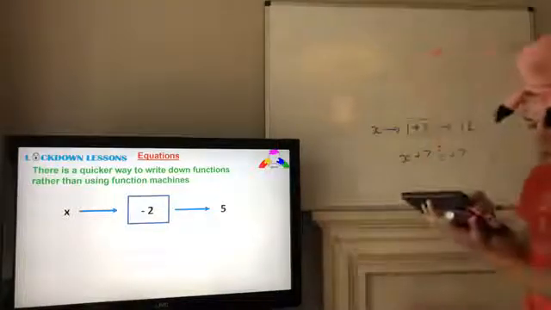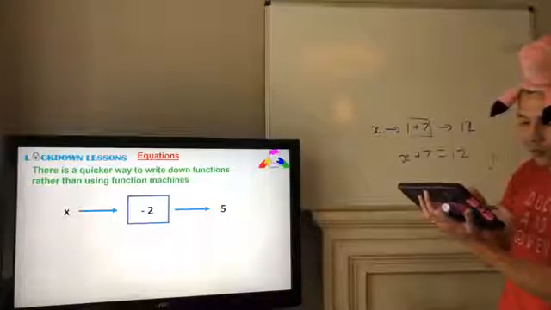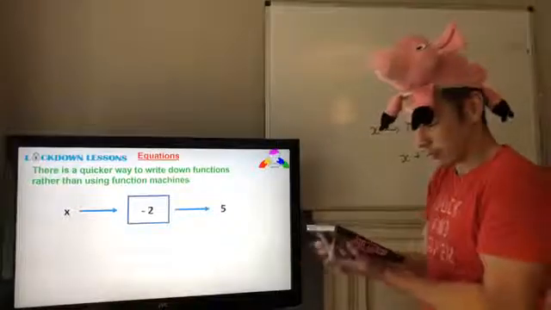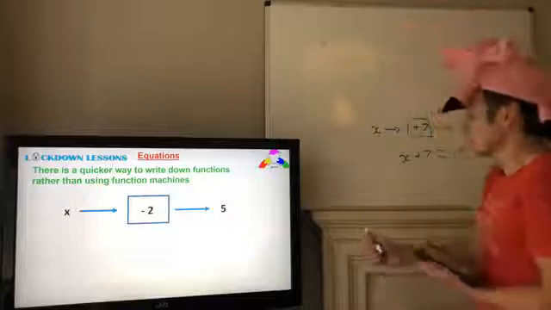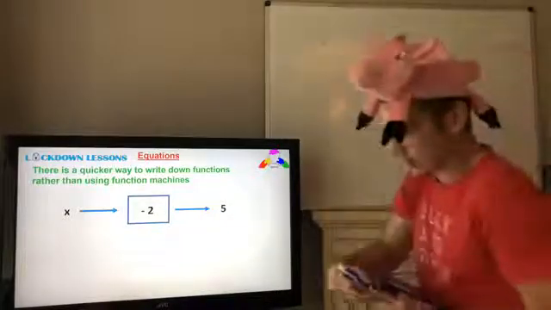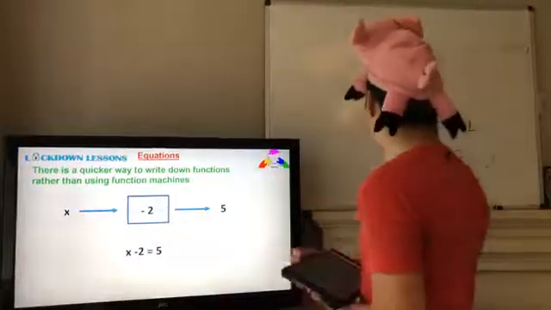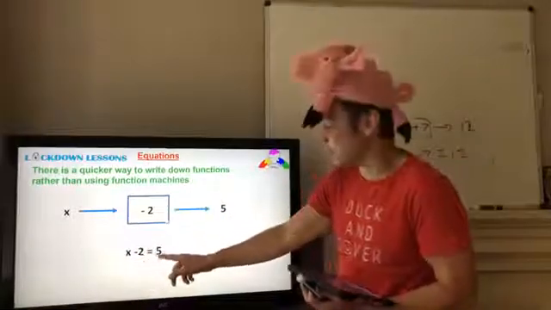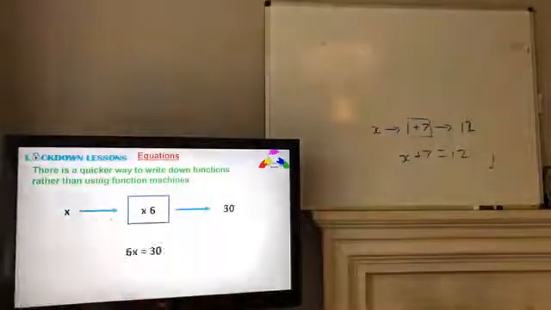Okay, so what would this one be? X does equal 7. What's the equation? Minus 2. What's the equation? Equals. Okay, so you just need to write down x minus 2 equals 5. Okay, and the answer is 7 because you do 5 plus 2 to give you the 7. Okay?